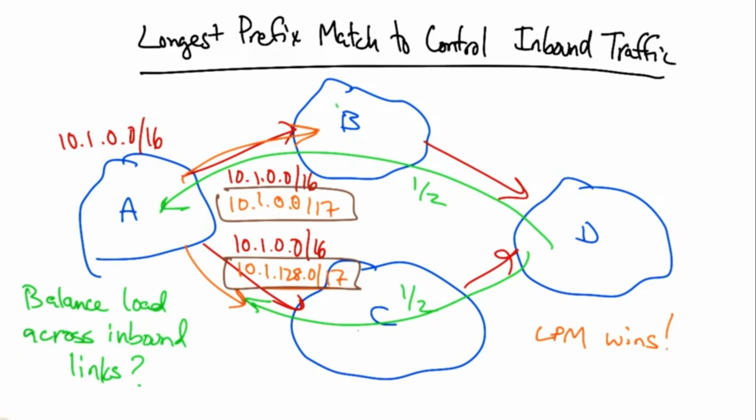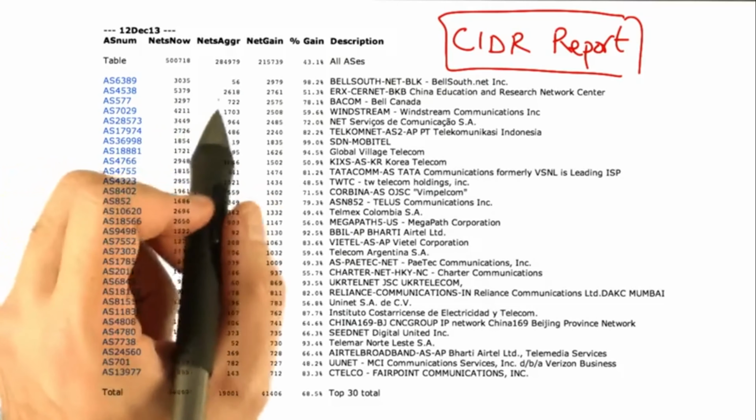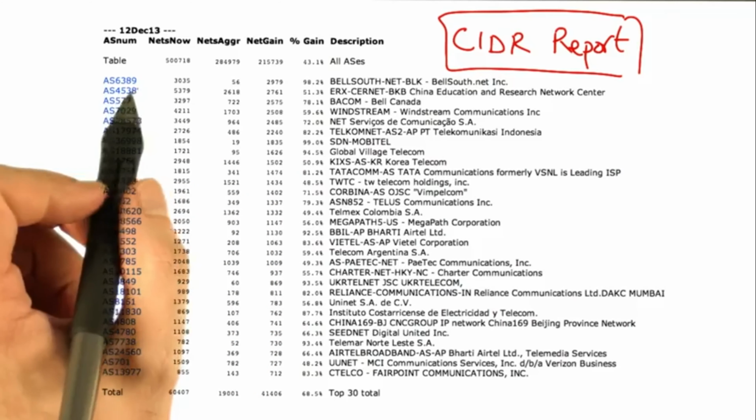Although we just explored a perfectly good reason to de-aggregate a contiguous prefix, it turns out that sometimes autonomous systems may deaggregate larger prefixes unnecessarily. A report called the CIDR report, which is released weekly, shows autonomous systems who are advertising IP prefixes that, at least according to observation, are contiguous and could be aggregated.